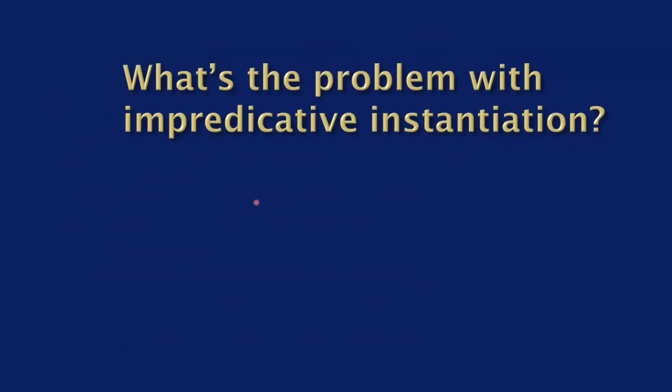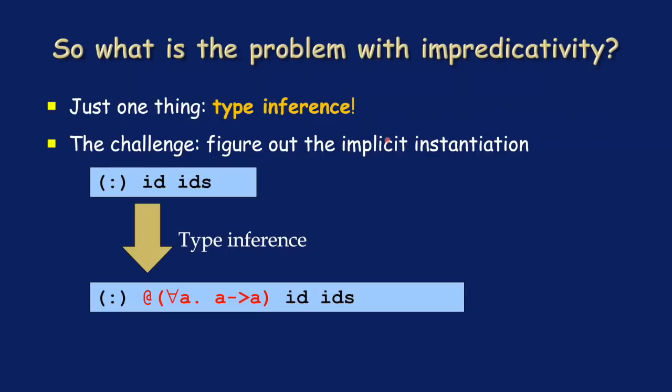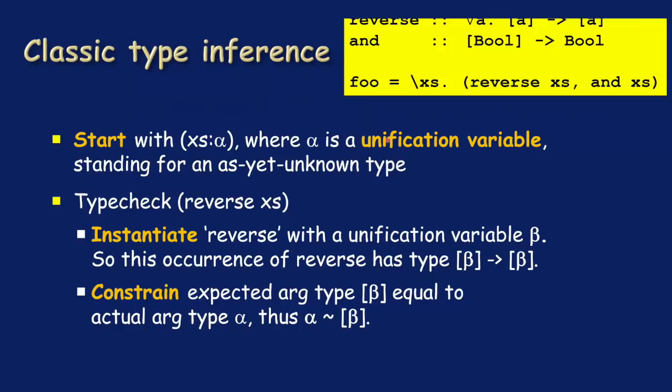Okay, right. So now I want to say what the problem with impredicative instantiation is. What's the difficulty? The difficulty with allowing polytypes to range over polytypes is to do with type inference. So here's the simple thing. I'm doing cons id ids, and I want to figure out that I've got to instantiate cons with a polymorphic type. What can be so hard about that? Well, to answer that question, I have to give you a quick tutorial in how ordinary classic Damas-Milner style type inference works. And here it is.